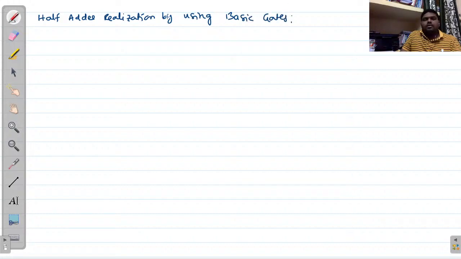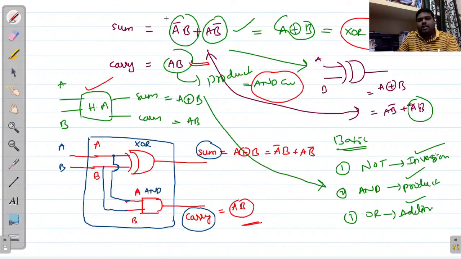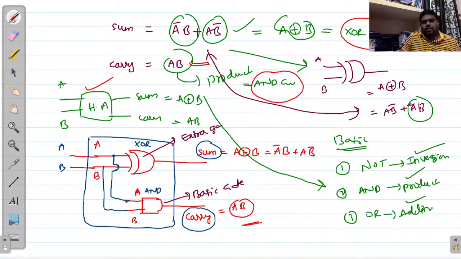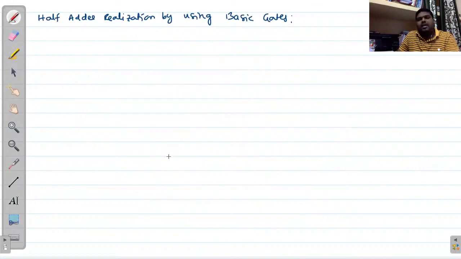So in the previous case what happened? The XOR gate is nothing but an extra gate, and the AND gate is nothing but a basic gate. With the help of an extra gate and a basic gate, I implemented this half adder. But here my question is: half adder realization by using only basic gates.